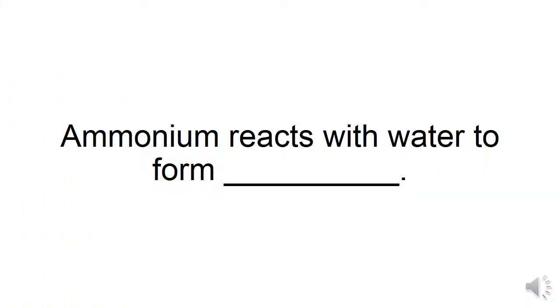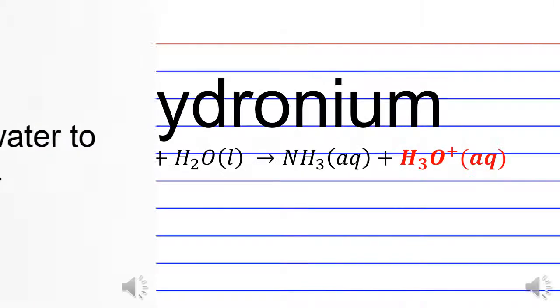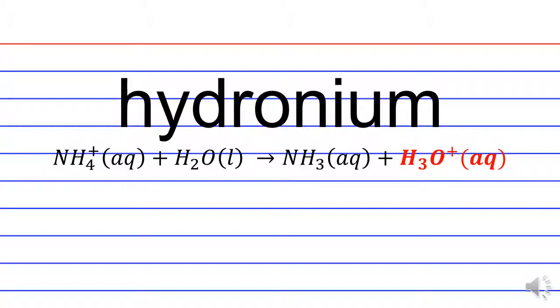Ammonium, now this is NH4 positive, reacts with water to form blank. So what does it react with water to form? Now ammonia, NH3, is your weak base, but ammonium is going to be your acid. It's a relatively strong acid. So it reacts with water to form the hydronium ion, which is this H3O plus.